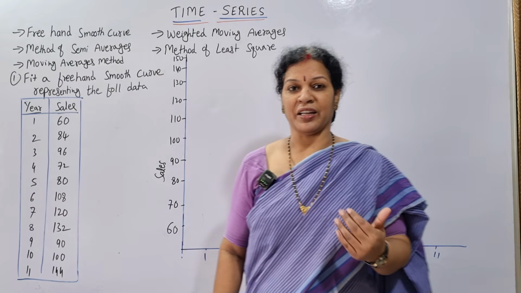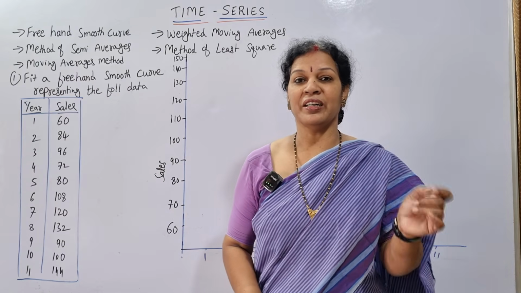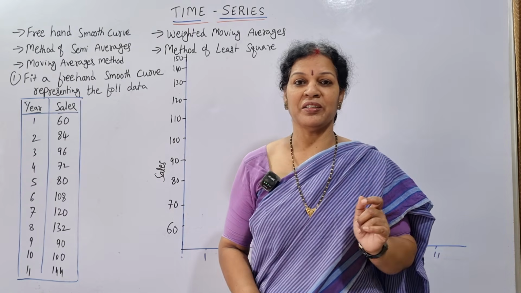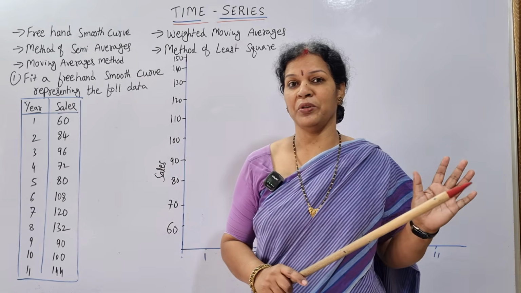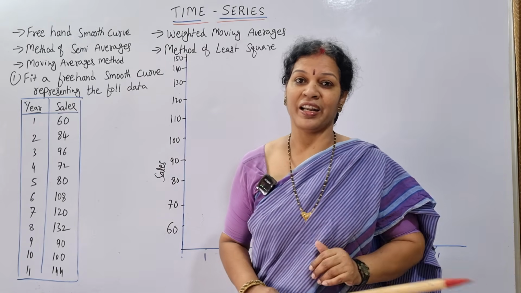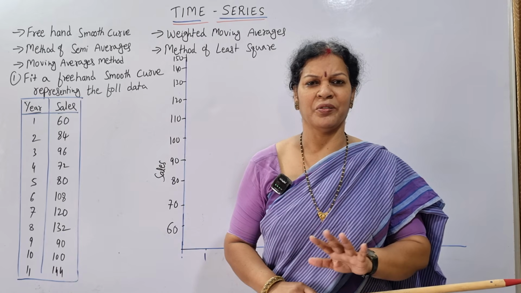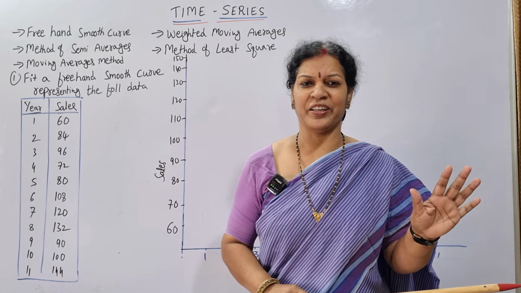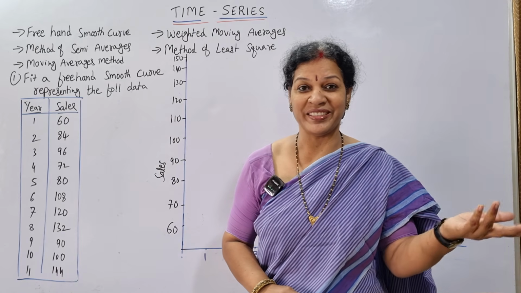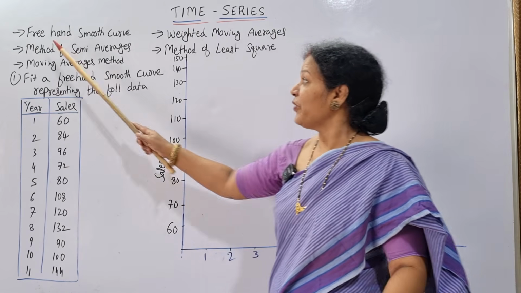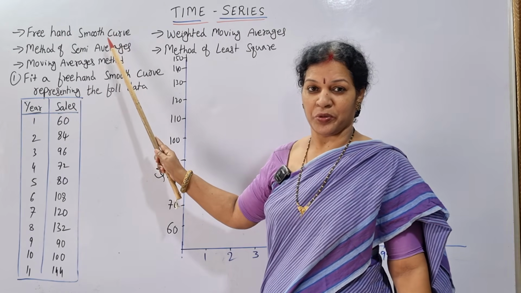As per the given data, we have to plot the numbers given to us. We'll join them, and after that we are going to draw one trend line. That is what we call a freehand smooth curve. Do not get confused, it's quite easy. At the end of the video you will say, Madam, easy, damn easy. Okay, the freehand smooth curve is what we are going to focus on today.